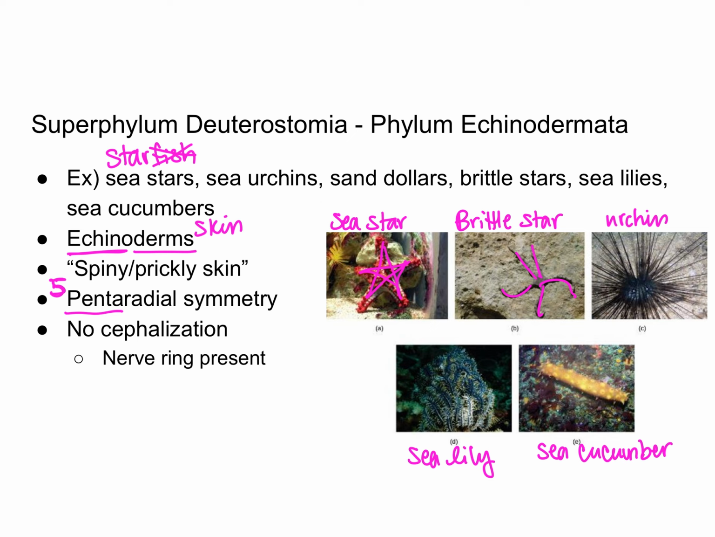It's a little less obvious in something like a sea urchin, but if you were to look at the skeleton of a sea urchin, you would be able to see that pentaradial symmetry a little bit better. They do not have cephalization, so there's no distinct head region. And they do have a nerve ring, but they don't have a brain and not a very well-developed nervous system.